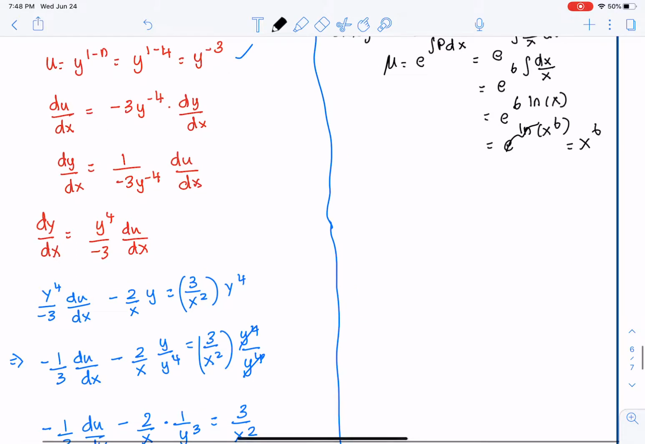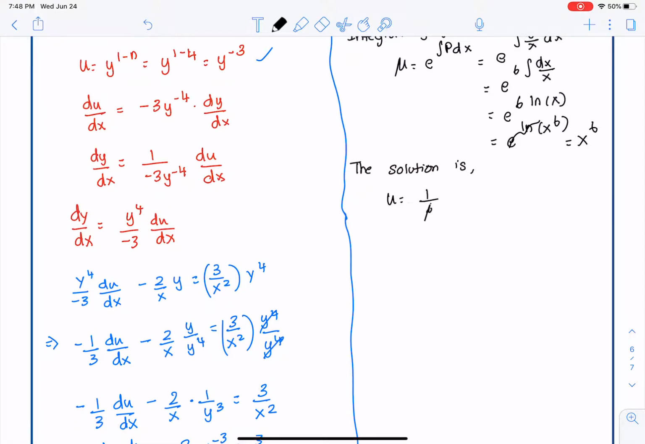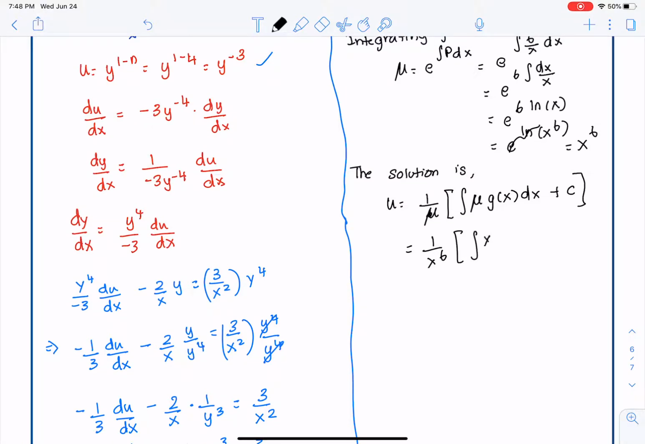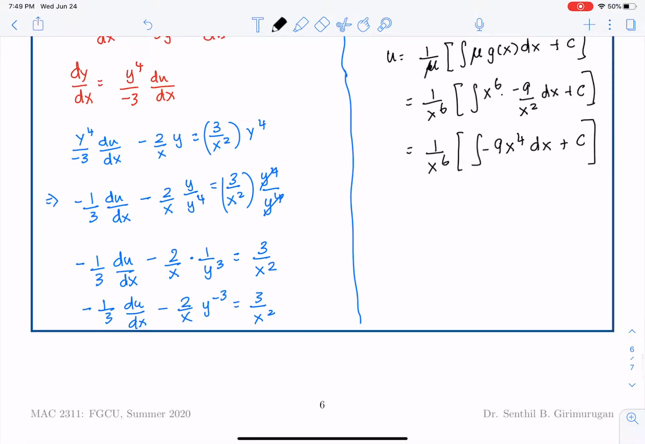So the solution is, keep in mind the dE here is in terms of u, so the solution is u equals 1 over mu times the integral of mu times g of x dx plus c. So 1 over x raised 6 multiplied by the integral of x raised 6, g of x is negative 9 over x squared, dx, plus c. 1 over x raised 6 integral negative 9 times x raised 4 dx plus c. So that would equal 1 over x raised 6 times negative 9 x raised 5 over 5 plus c.